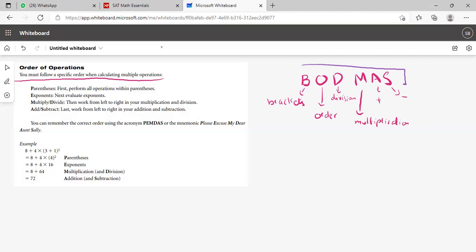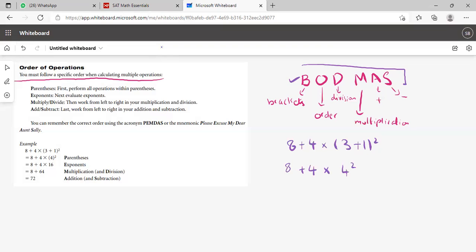Okay, now we have this 8 plus 4 into 3 plus 1 whole square. The rule says we need to use the brackets. We need to solve the brackets first. So this 8 would come as it is, this plus would come as it is, this 4 would come as it is, this multiply. And we need to solve this. 3 plus 1 is 4 square. So now I can simply remove the brackets. I can write down 4 square.